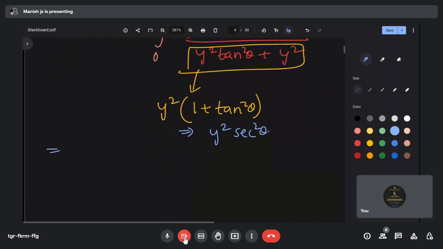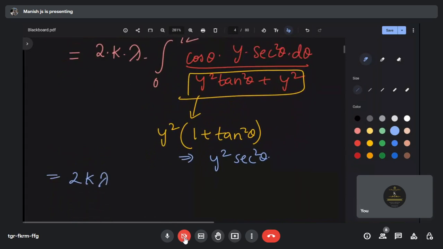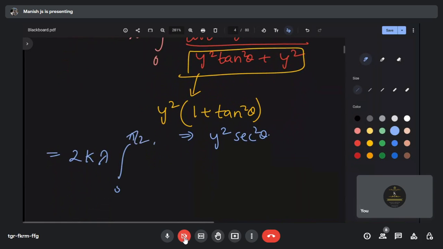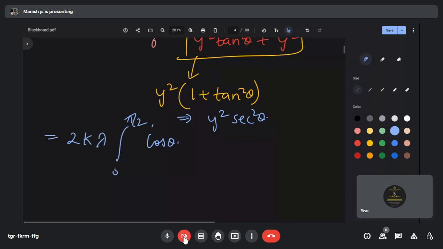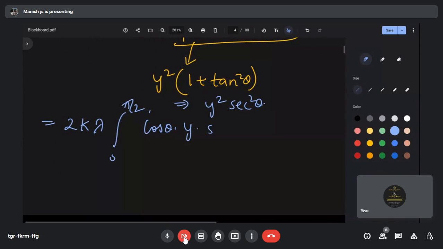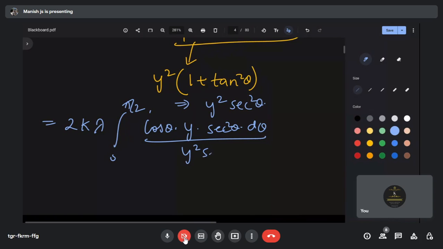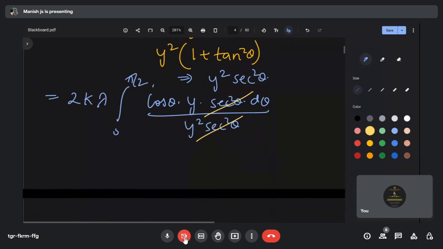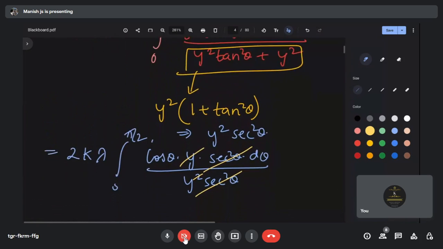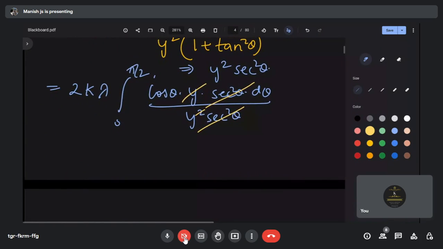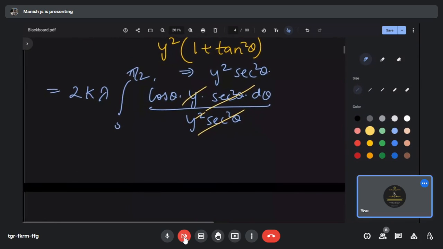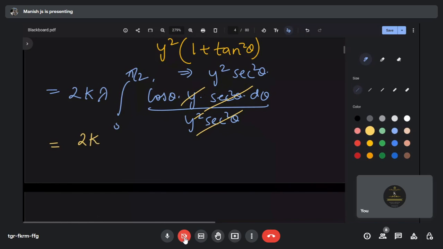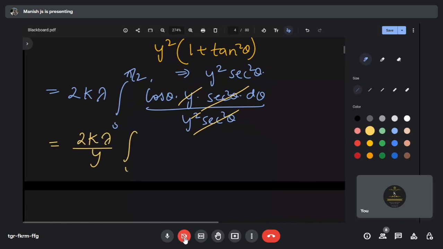So you will get the answer as 2k into lambda, integration 0 to pi by 2. On top you had cos theta into y into secant square theta into d theta, and below we have simplified, so y square secant square theta. What is getting cancelled? Both secant squares cancel off. One y also you can cancel. So what is left? Just the y is left. So y you can take out: 2k lambda by y, integration 0 to 90, cos theta into d theta.